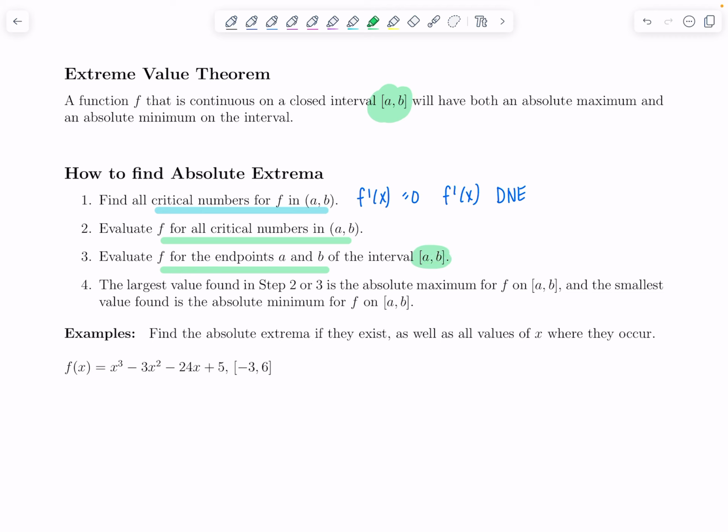I like to put it in a table. You do you. The largest value is your absolute max, and the smallest value is the absolute min. It's a pretty straightforward process. I think you'll like it. Most of my students like it quite a bit compared to everything else.